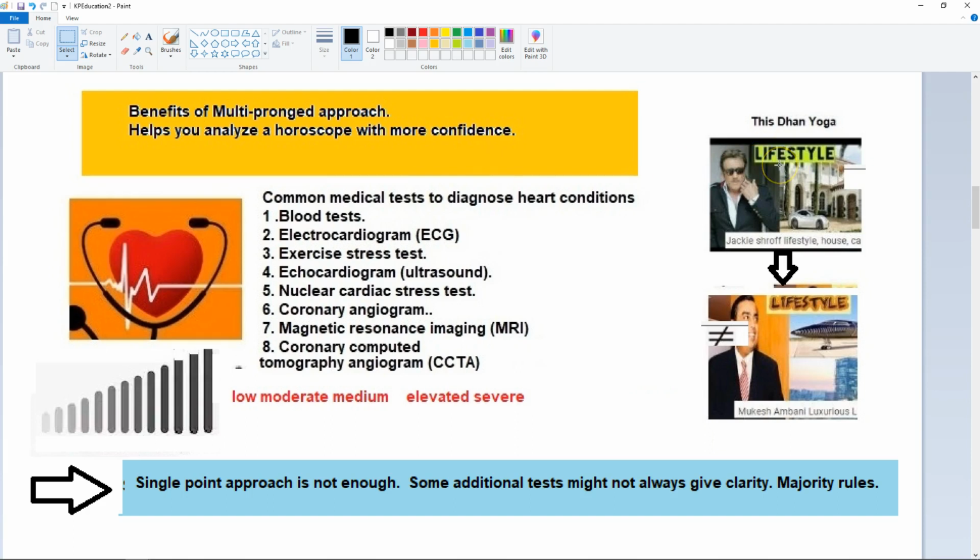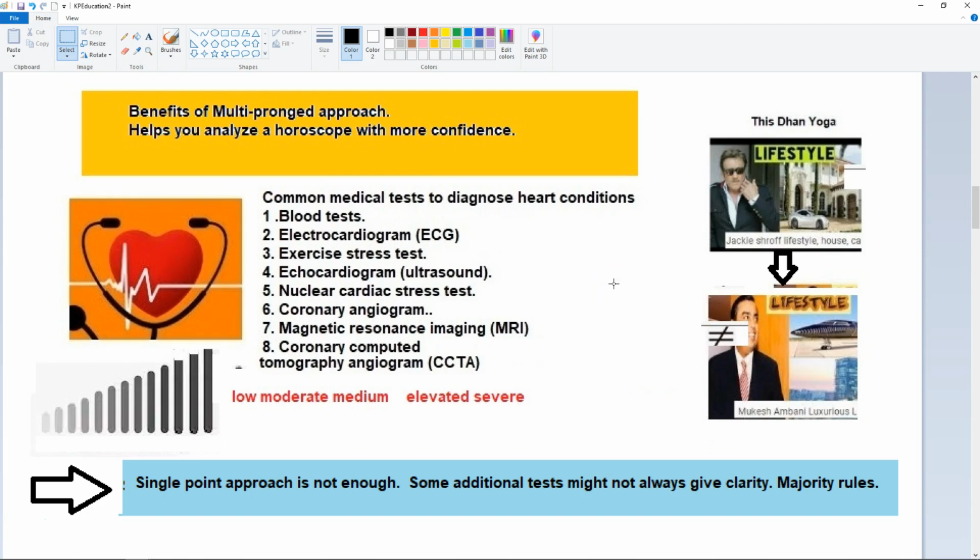For example, when you are looking at the Dhan Yog in Krishnamurti Paddhati, normally the 2, 6, 10, 11 houses will give wealth or money to a person. But then the degree of wealth, like I mentioned with the heart condition, whether it's low or severe. Similarly, this is the Dhan Yog of Jackie Shroff, the Bollywood star, versus Mukesh Ambani's Dhan Yog. They both might be having a strong 2, 6, 10, 11. But you can't compare this Dhan Yog with that Dhan Yog. There is a huge difference in the degree.